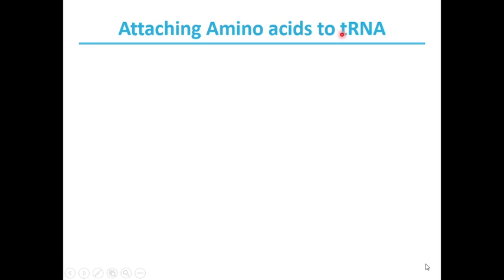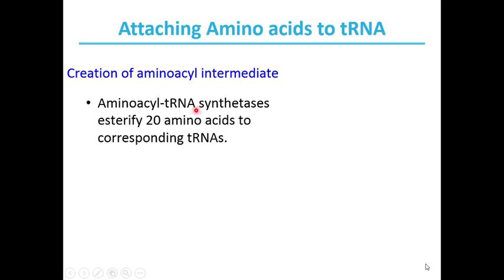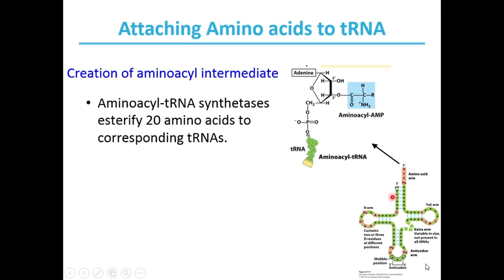Attaching amino acids to tRNA is an important task, and it is performed by aminoacyl tRNA synthetases. These are enzymes that esterify the 20 amino acids to their corresponding tRNAs. tRNAs attach amino acids via the amino acid arm.